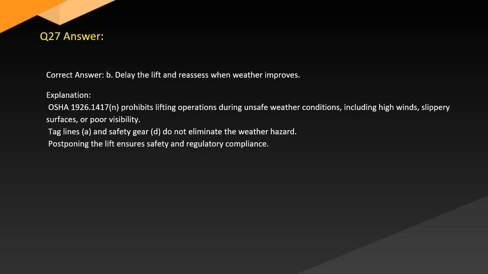Answer. Correct answer B. Delay the lift and reassess when weather improves. Explanation. OSHA 1926.1417 prohibits lifting operations during unsafe weather conditions including high winds, slippery surfaces, or poor visibility. Taglines (A) and safety gear (D) do not eliminate the weather hazard. Postponing the lift ensures safety and regulatory compliance.